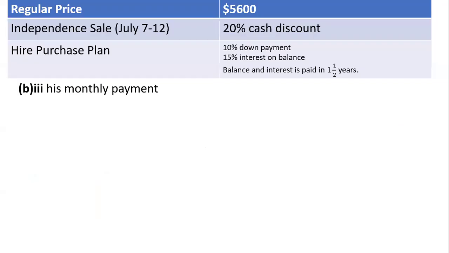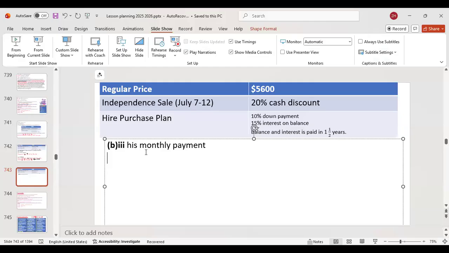What is his monthly payment? Balance and interest divided by 18. Let's do balance. We want to figure out what you have to pay in total, so let's do total payment first. Then we can do his monthly payment. So total payment is going to be what? The balance plus the interest.